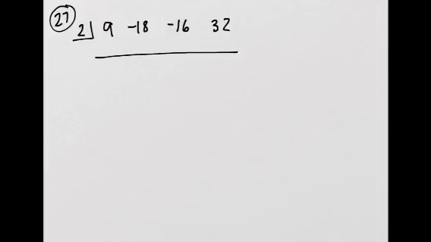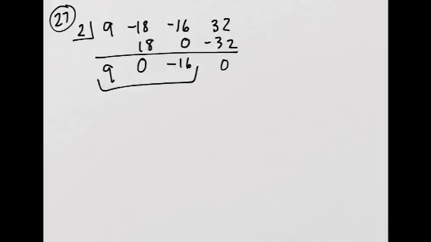Okay, so another one using synthetic division to divide. So we bring down the 9. 9 times 2 is 18. When you combine these two, you get 0. 0 times 2 is 0. And then when you combine those two, you get negative 16. Negative 16 times 2 is negative 32. Combine these two, you get 0. So here's the polynomial. So this means that the constant is negative 16. The 0 is x, and this would be your x squared. So the other factor is 9x squared minus 16.